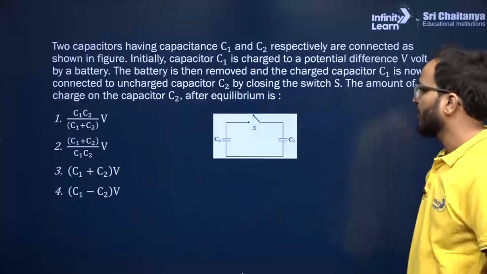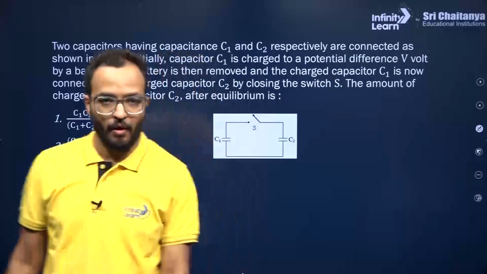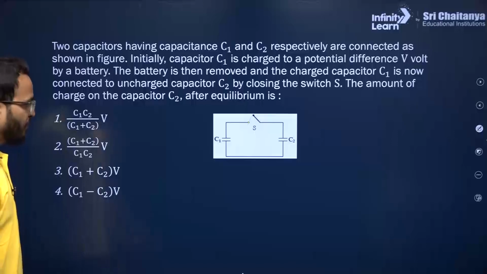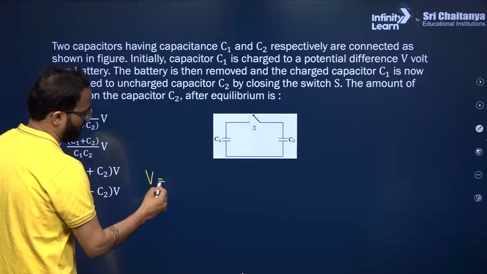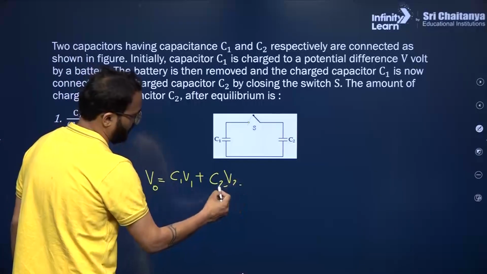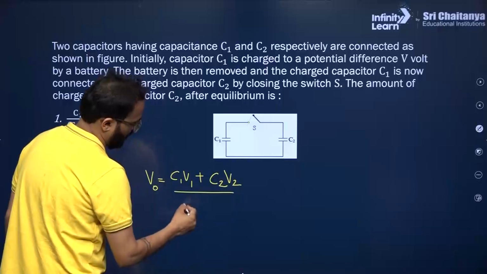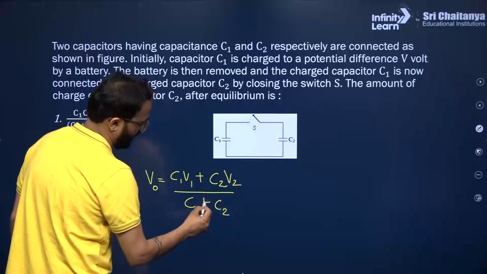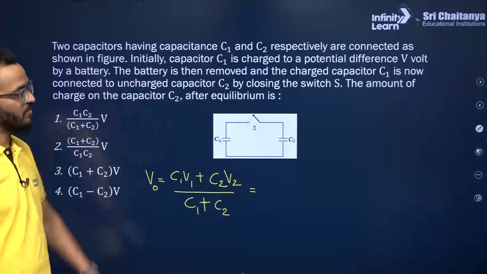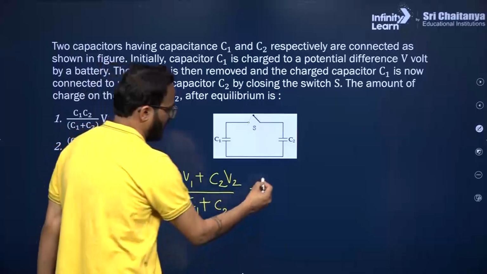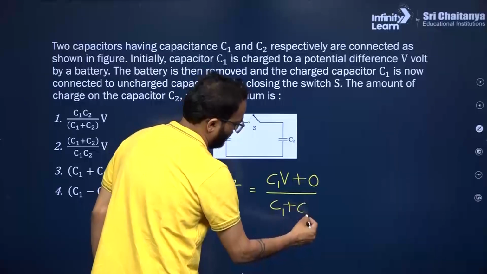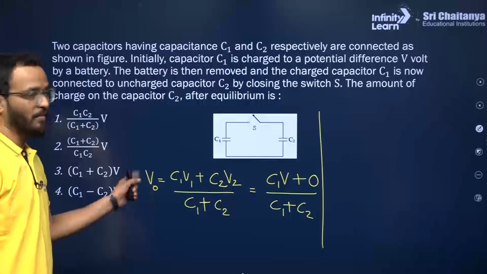Cool, fantastic. So there are two capacitors given, obviously. After connecting them, they will be at a common potential, right? So we will say the formula of common potential V naught is C1 V1 plus C2 V2 upon C1 plus C2, right? So here V2 is 0, because they have given us that one capacitor is fully charged and another one is completely discharged. So it is C1 V plus 0 upon C1 plus C2, right? Now this is the common potential after connecting.